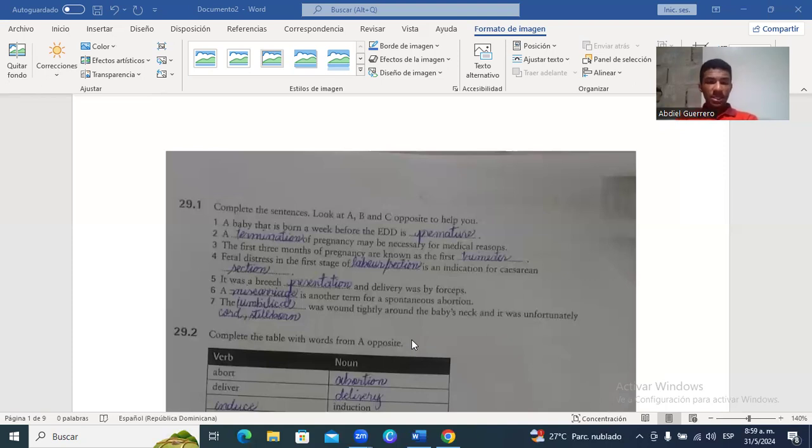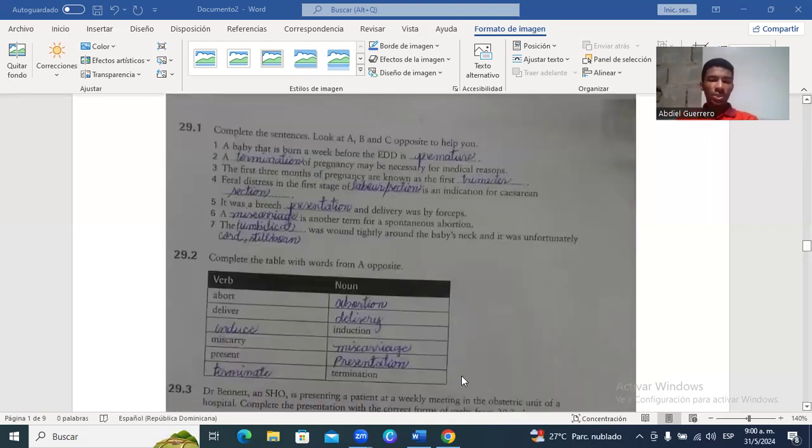Miscarriage is another term for spontaneous abortion. The umbilical cord was wound tightly around the baby's neck and it was unfortunately fatal.